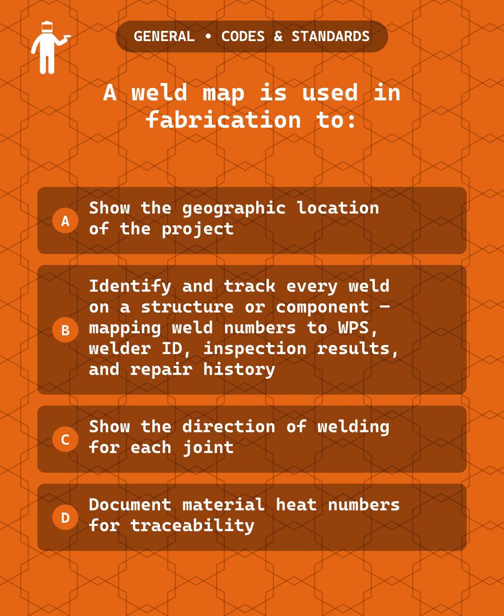Question 6. A weld map is used in fabrication to A. Show the geographic location of the project, B. Identify and track every weld on a structure or component by mapping weld numbers to WPS, welder ID, inspection results, and repair history, C. Show the direction of welding for each joint, or D. Document material heat numbers for traceability.